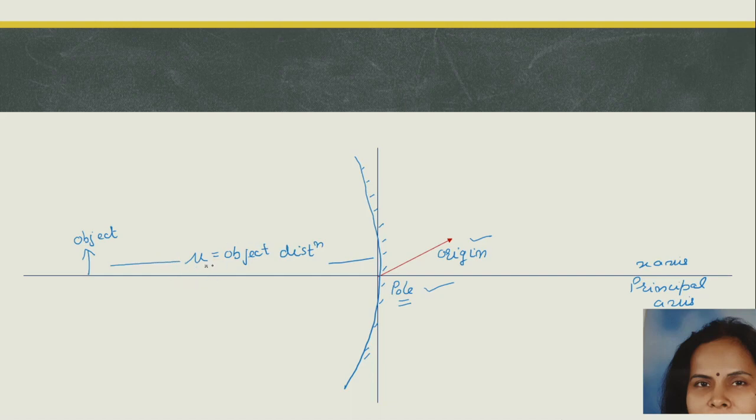Similarly, suppose the image is formed somewhere here. So this is the image. And how can we measure the image distance? That is the distance between the pole and the image. So this distance between the image and the pole is known as image distance, which is represented by v, right? So these are the few basic things.